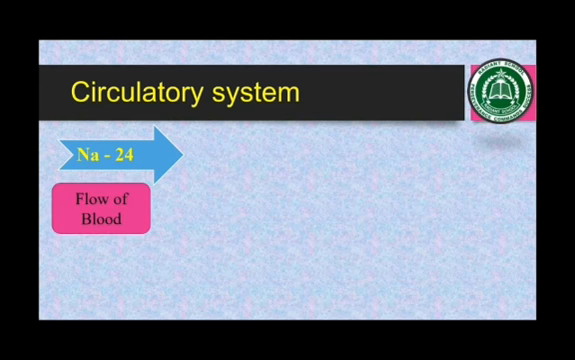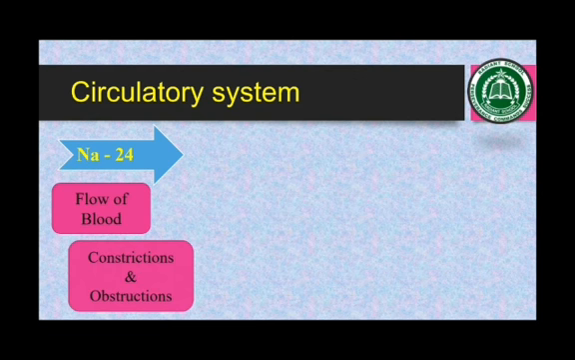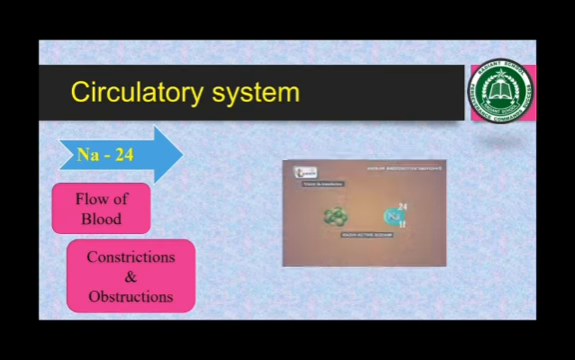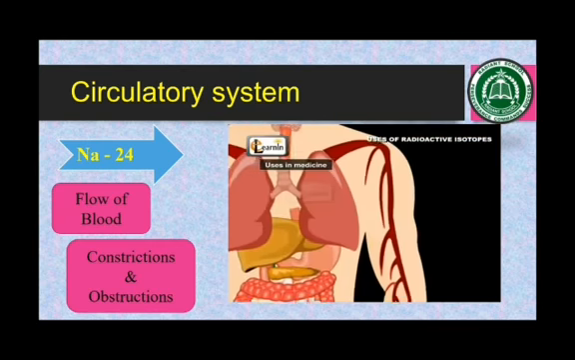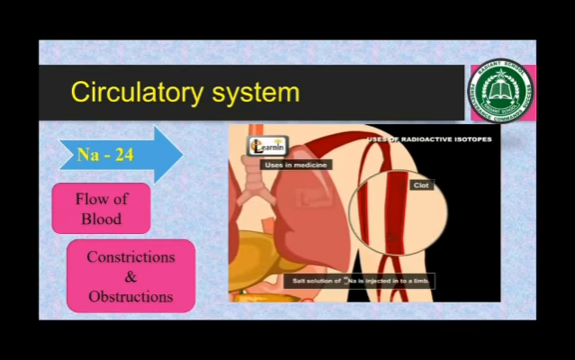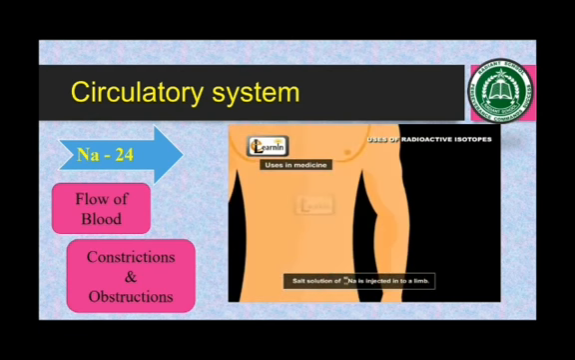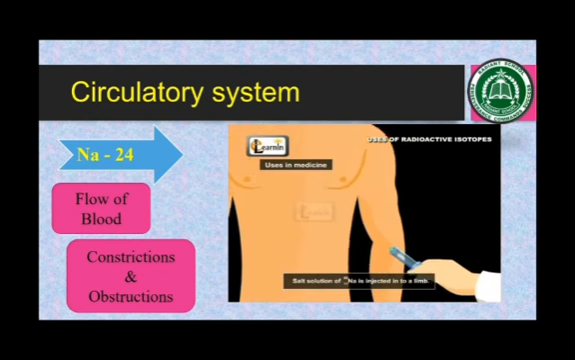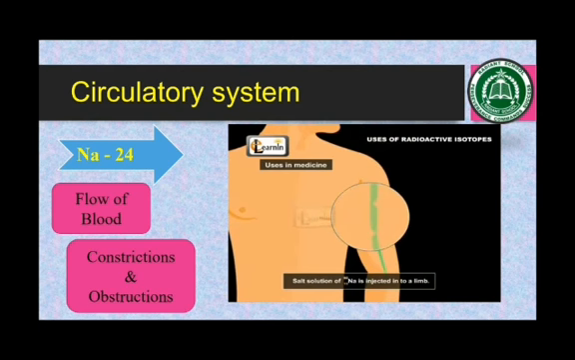Let's discuss the use of radioactive isotopes in the circulatory system. Sodium 24 is used to trace the flow of blood and to detect possible constrictions and obstructions in the circulatory system. Let's watch a video to see how sodium 24 is used to trace the flow of blood. Radioactive sodium is used to detect a clot in the human body. A different isotope of sodium is injected into the limb and its flow rate in the body is studied.